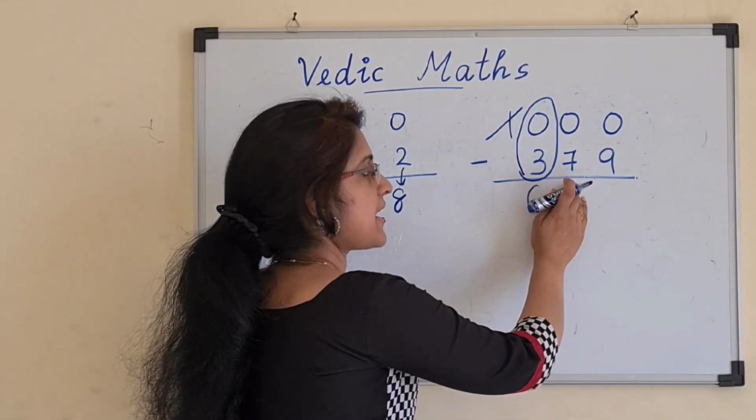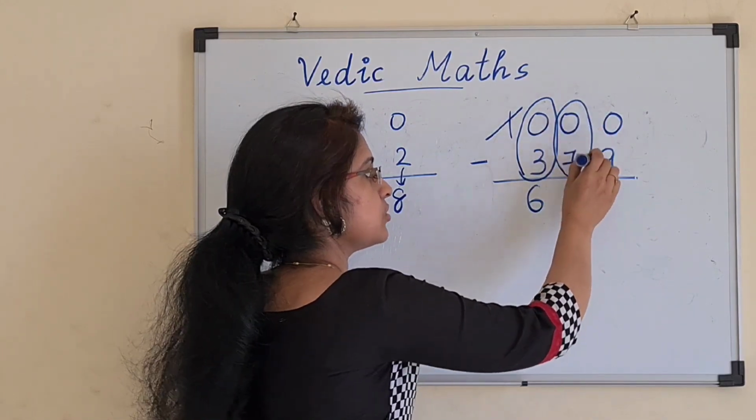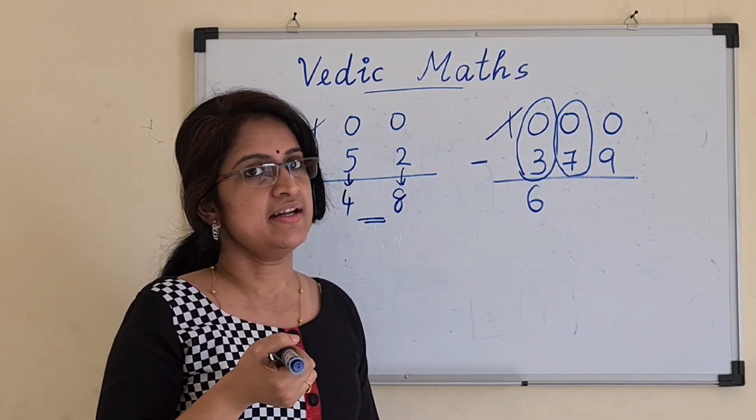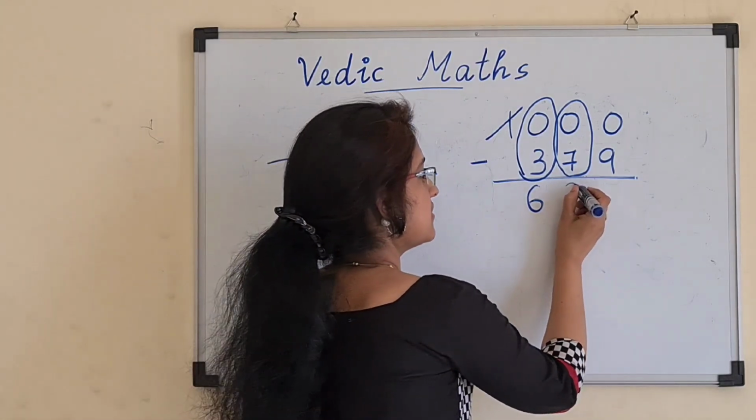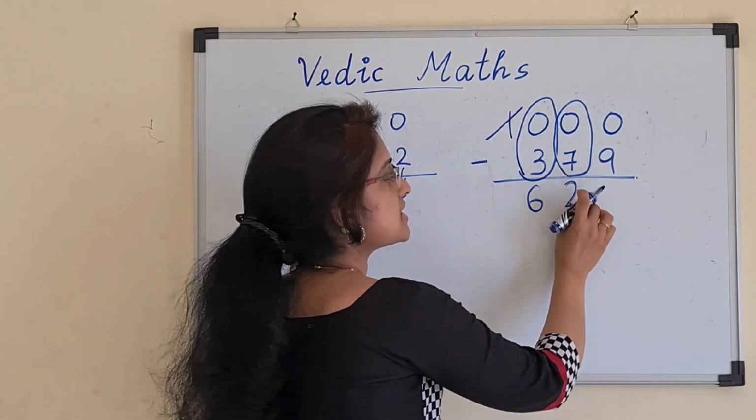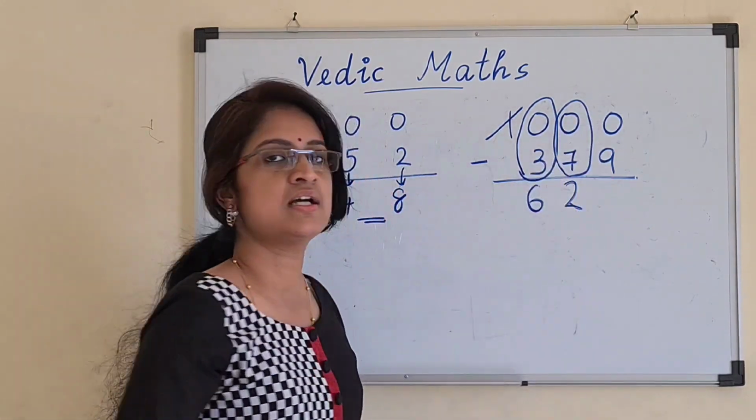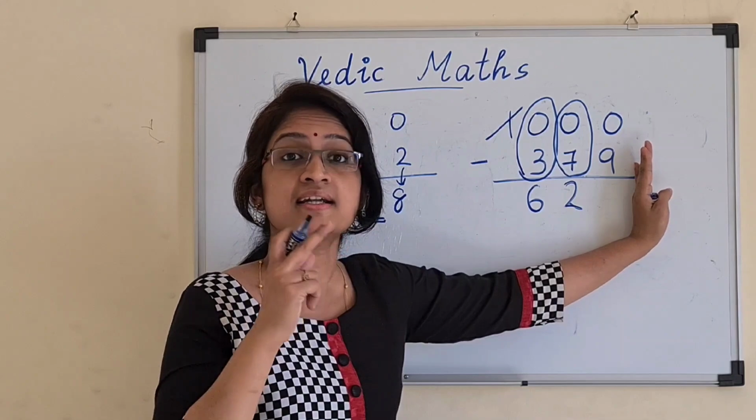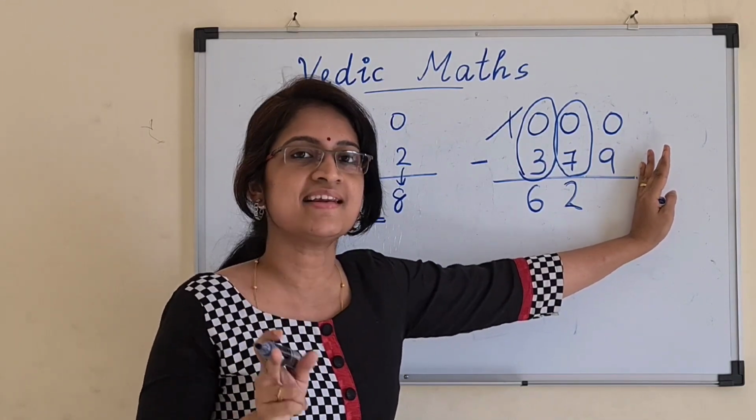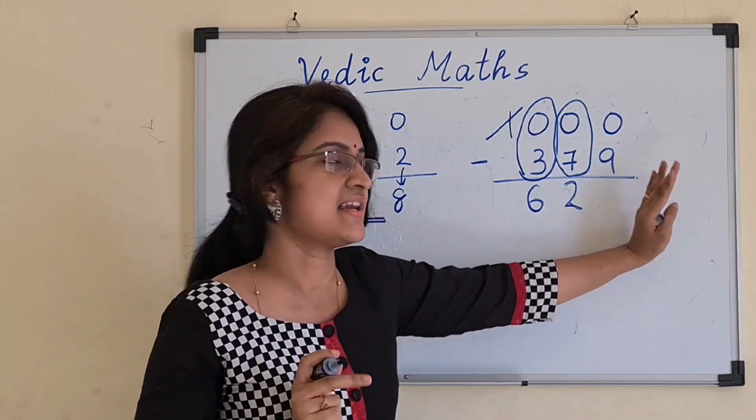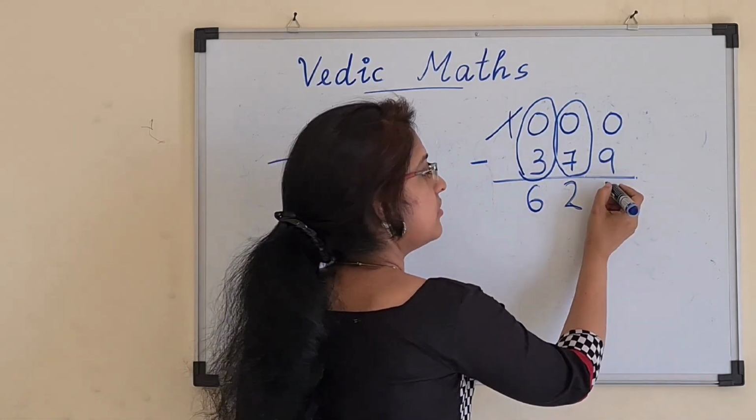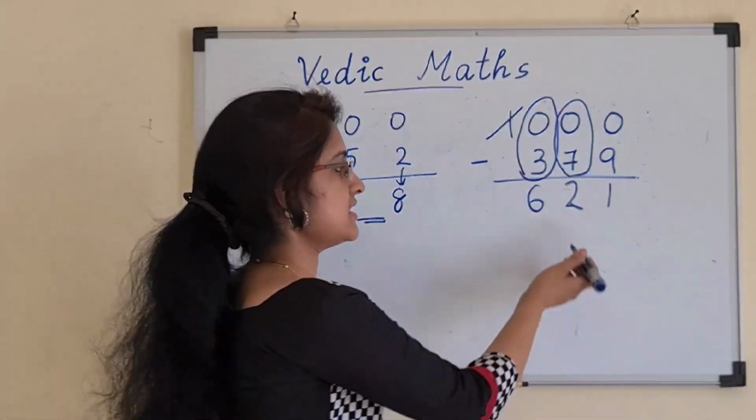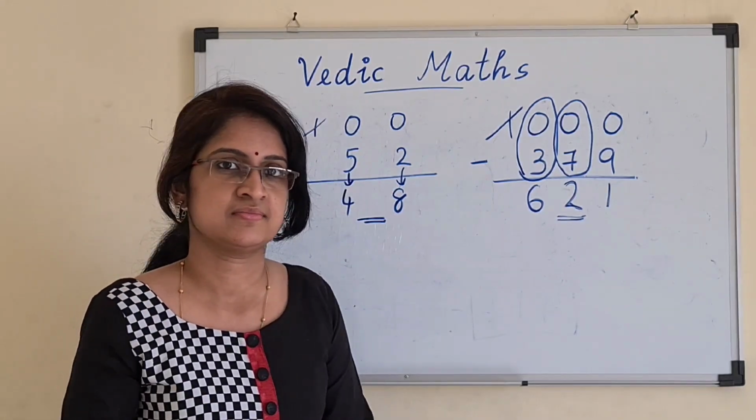Okay. The next pair is 0 plus 7. 0 plus 7 should also add up to 9. So what should we add? We should add 2 to it, so that the sum is 9. 0 plus 7 plus 2 is 9. But the last pair should add up to 10, not to 9. Only the last pair should be added up to 10. So what should be added? We should add 1 to get 10. 9 plus 1 is 10. So our answer is 621.